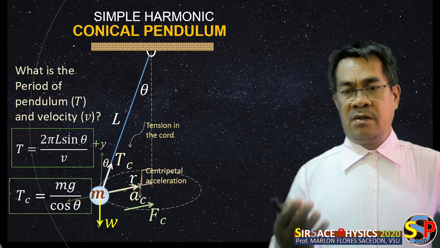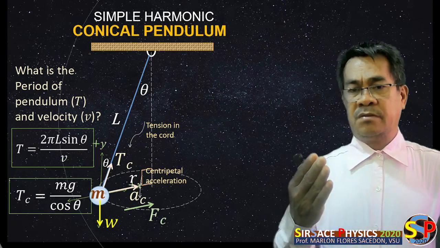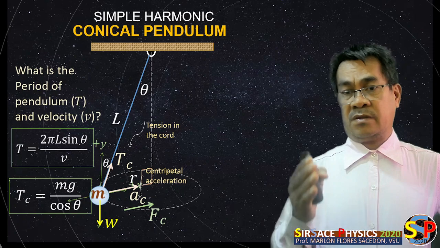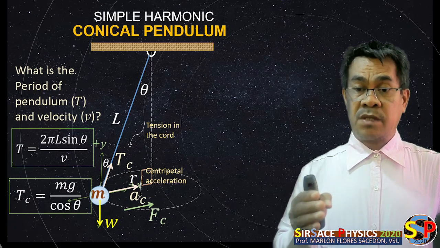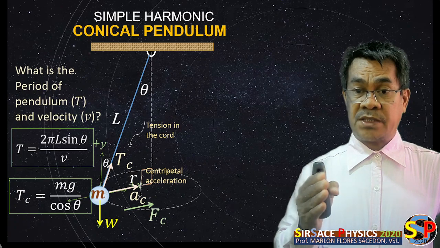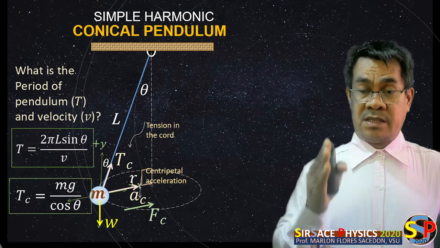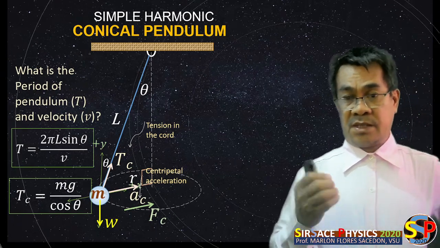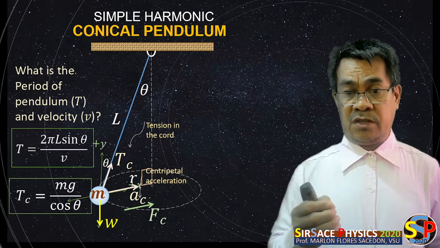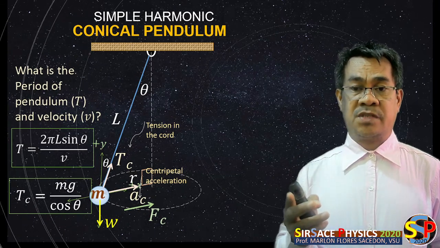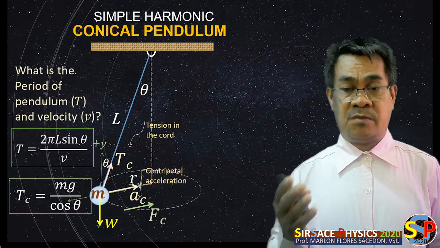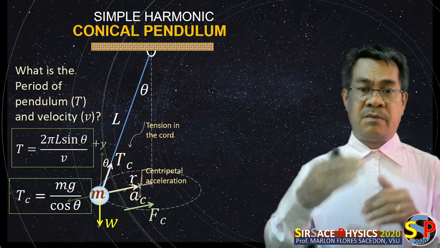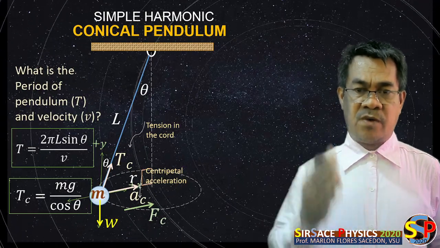Okay, so far we have the relation of the period, which is 2 pi L sine theta over V, but we don't know V. Now we have TC. TC means the tension in the cord. Please do not confuse, because TC is a force, while T, big letter T, is a period. It is a time. So be careful, TC is tension, so the unit should be Newton, while T, big letter T with the subscript, has the unit of second. Okay, then we are done in summing up all forces along y. We know that the forces along y is 0.